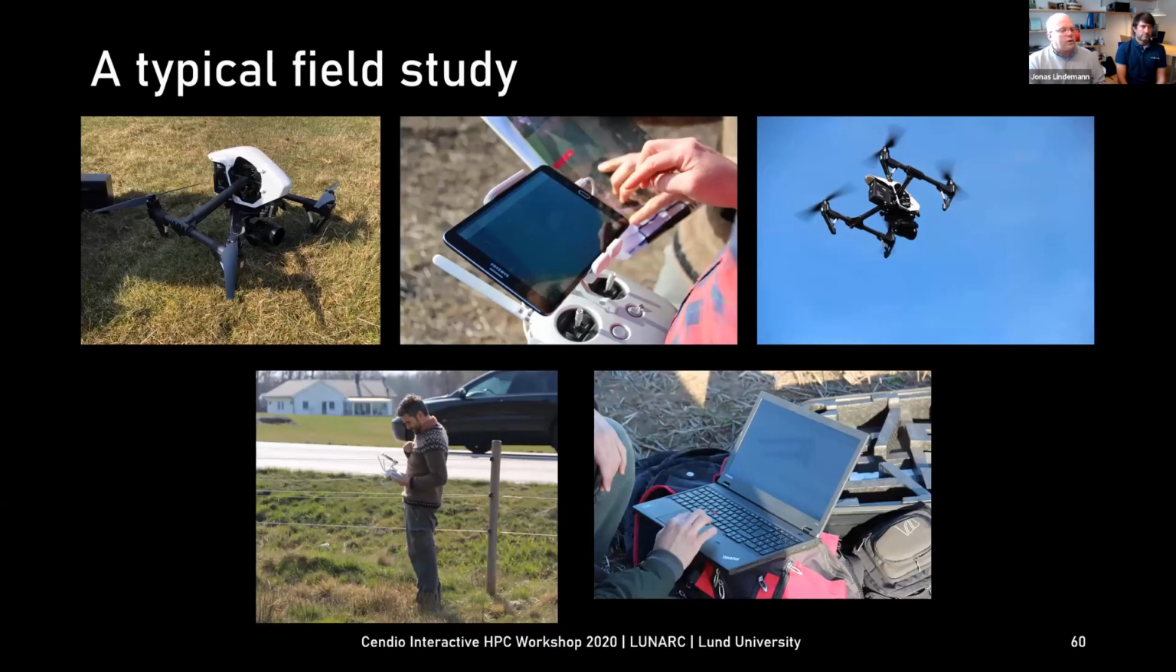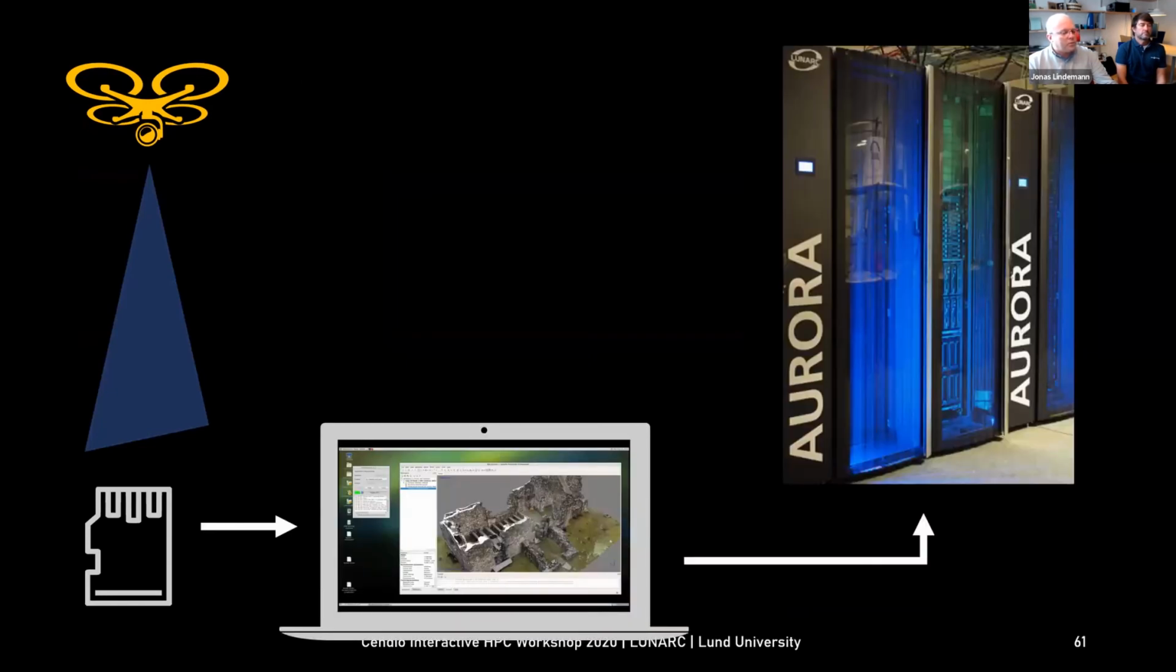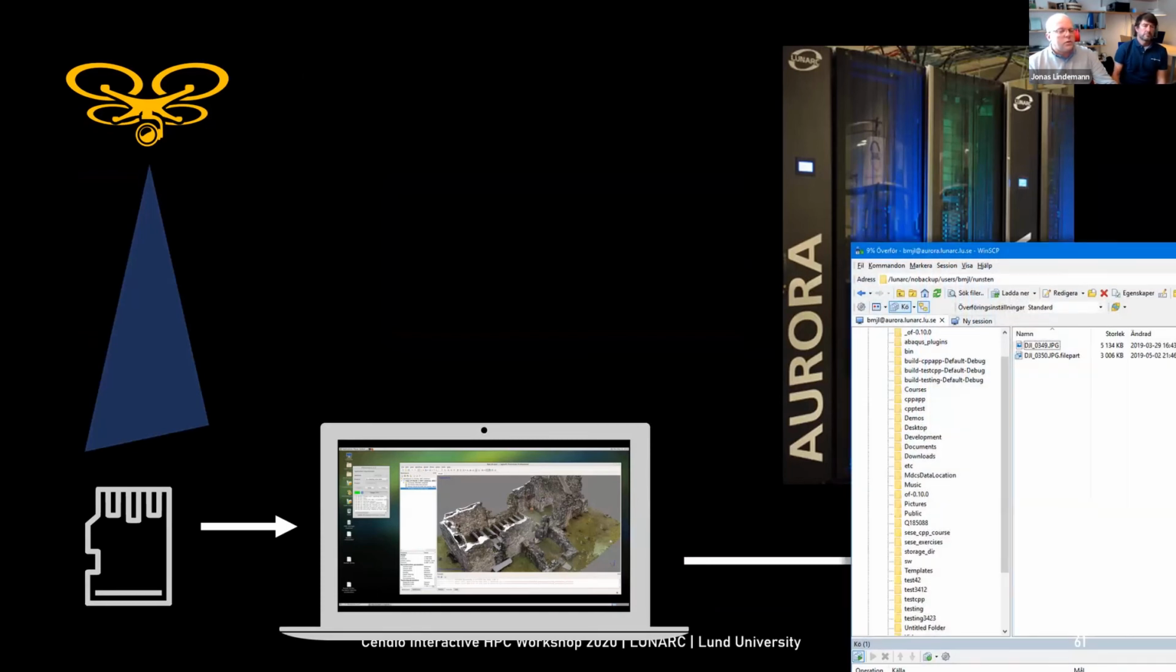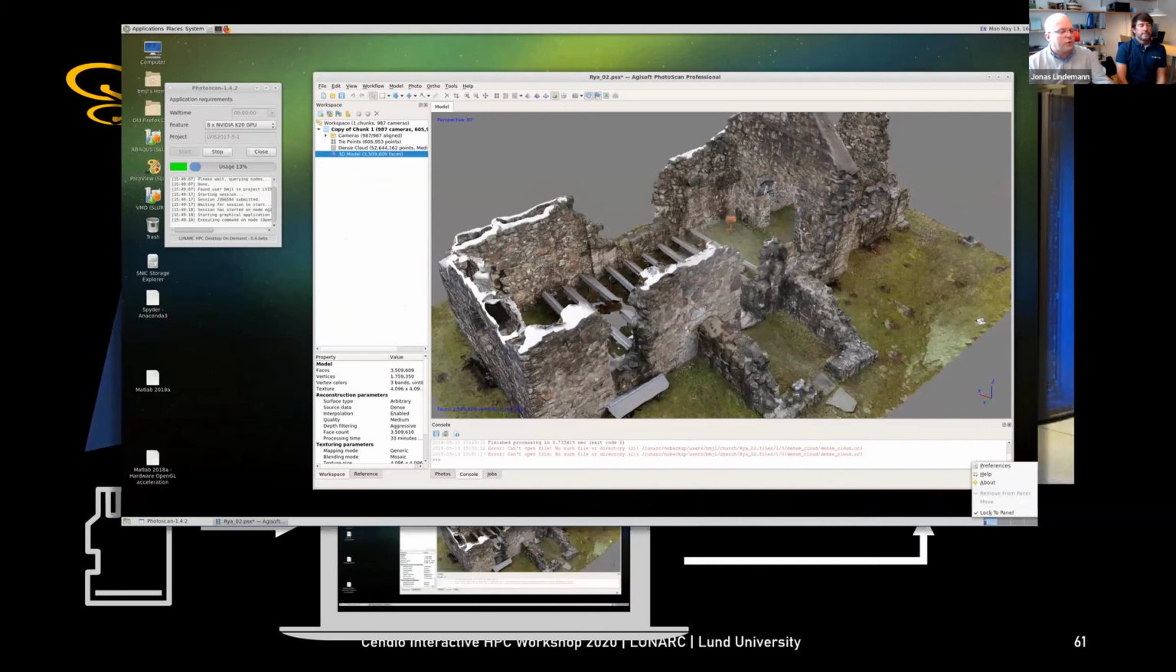And this is the equipment they're using. This is a DJI drone, a commercial drone. They fly this and take photographs, and they upload the images to the LUNARC machines to do a preview and see if they have complete coverage. So the workflow is like this. They take the SD card out of the drone, upload it to their laptop, and then upload the photographs to the LUNARC resources using WinSCP. Then they use the desktop here to do a preview of the final calculation to make sure that they have everything covered.